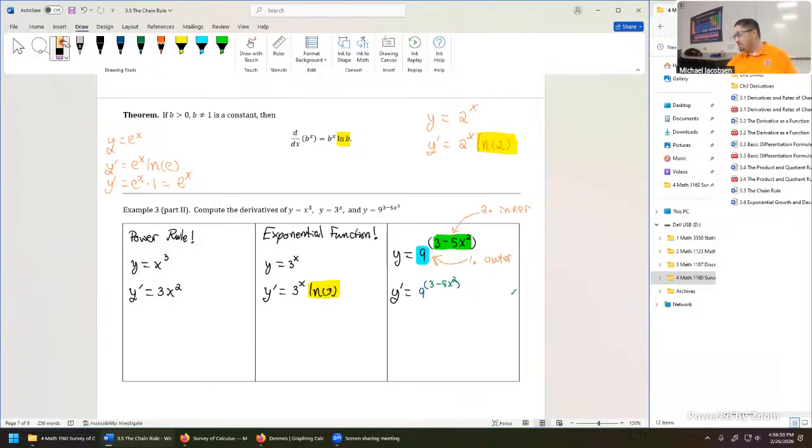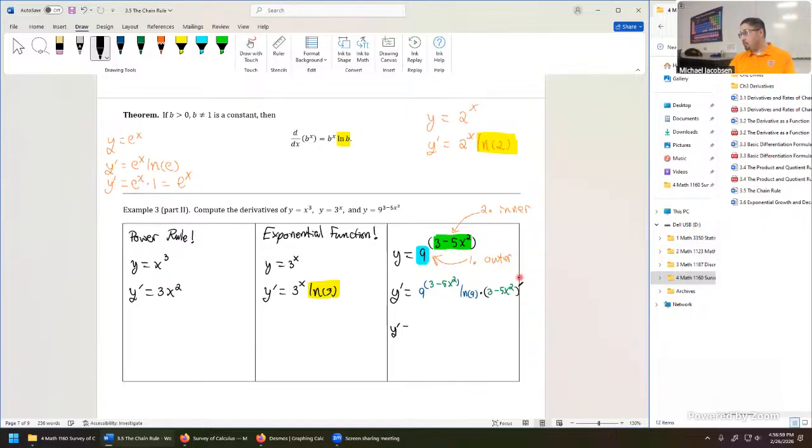Let me see if I can write that in just a little bit better. That should give us the right real estate to fit that whole thing. 3 minus 5x squared. Okay, I think we've got it in. I should have made more space for this third column. Once we're here, we're effectively done once we take care of that very last derivative.